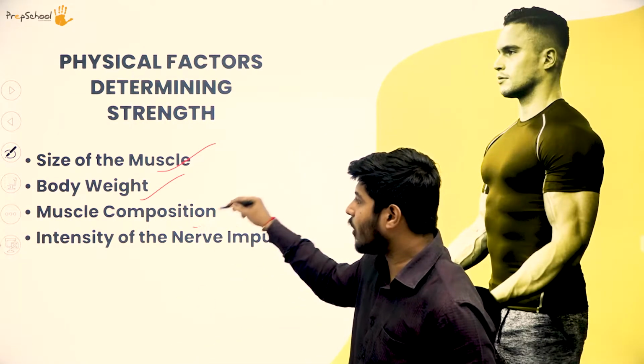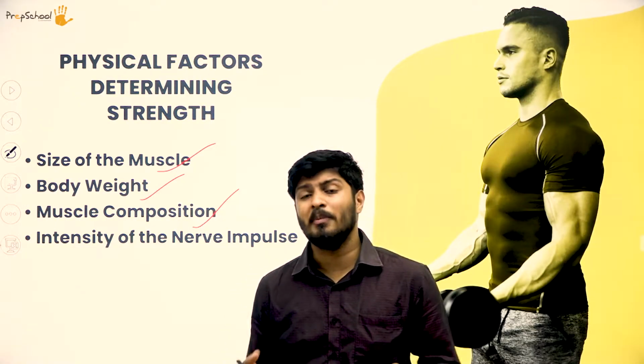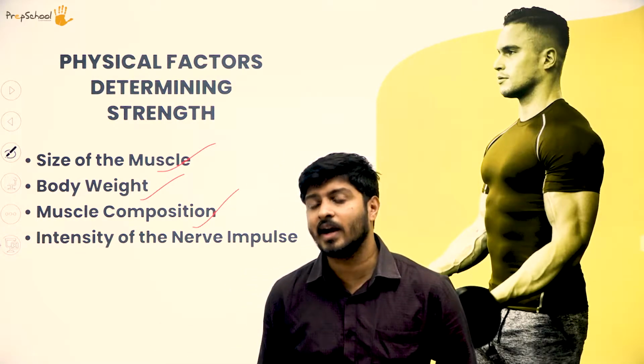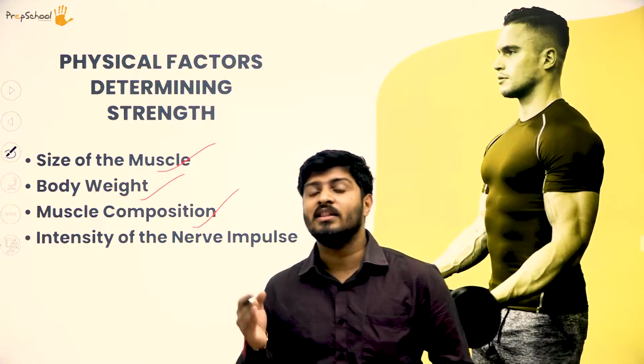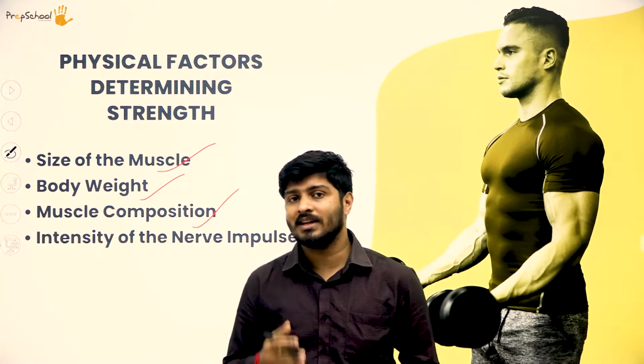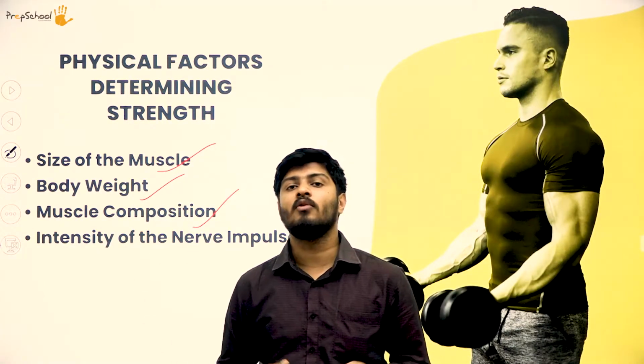Next, you have muscle composition. We are talking about what all things the muscles are composed of. You might have studied about fast twitch muscles and slow twitch muscles, right? So the composition of that, the ratio of that, will determine the strength of a person. So we have muscle composition, body weight and size of the muscle till now that we studied.